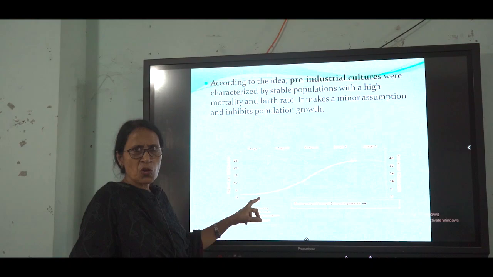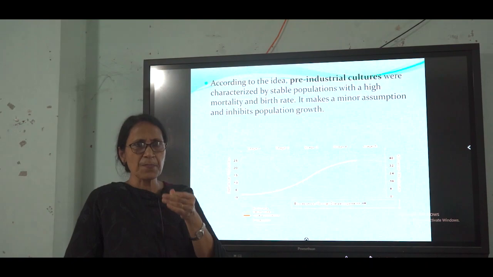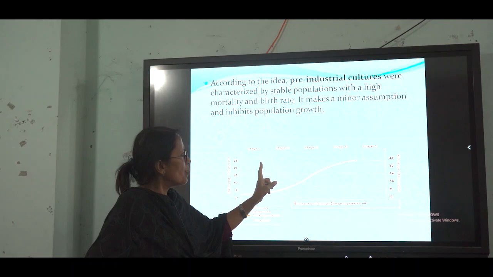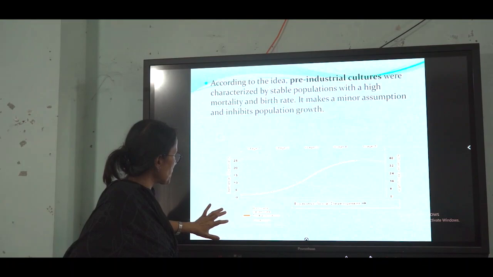In the first stage of the demographic transition, people are mostly affected by disease, famine, flood, and drought. So the death rate is controlled. This is the situation which is being overcome, and which is found in most of the developing countries of the world. So in the third stage of the demographic transition, there is a low birth rate and a low death rate.